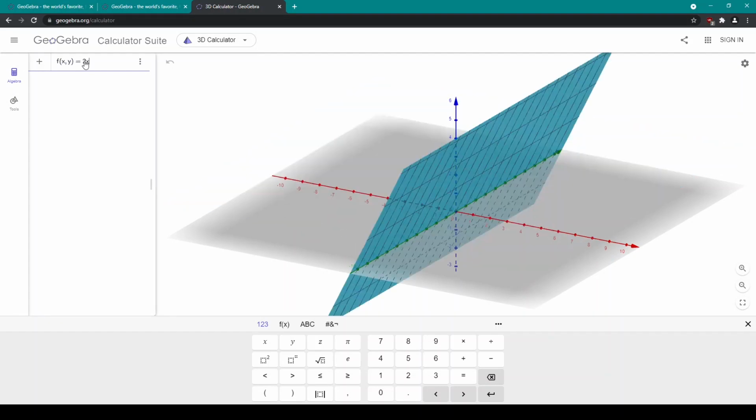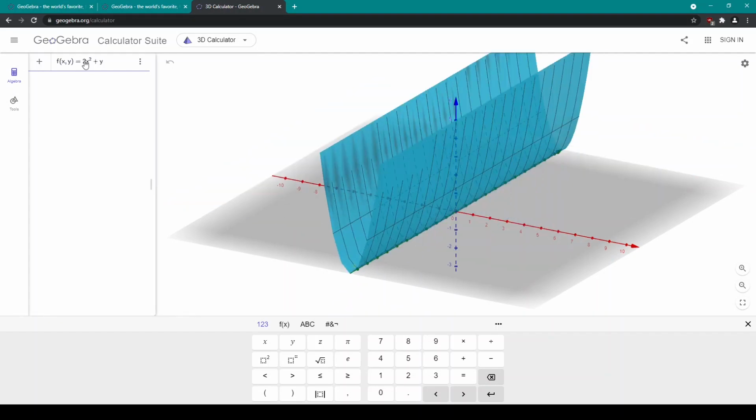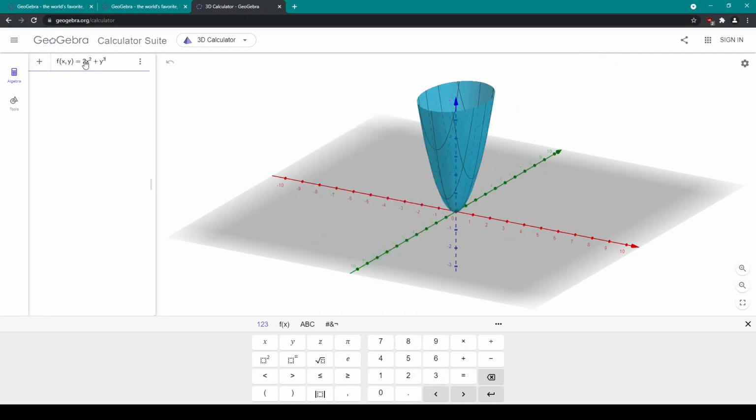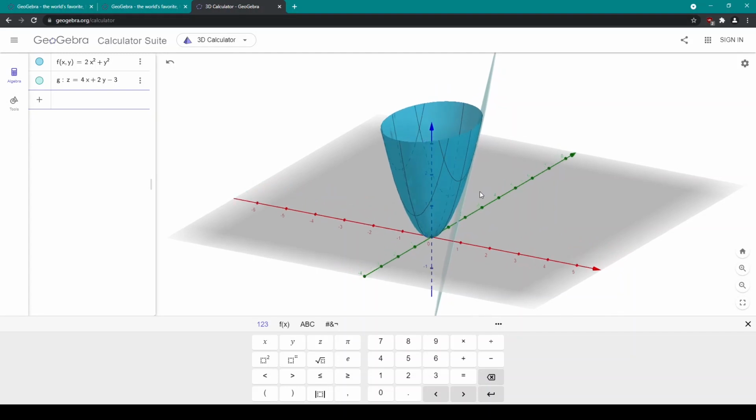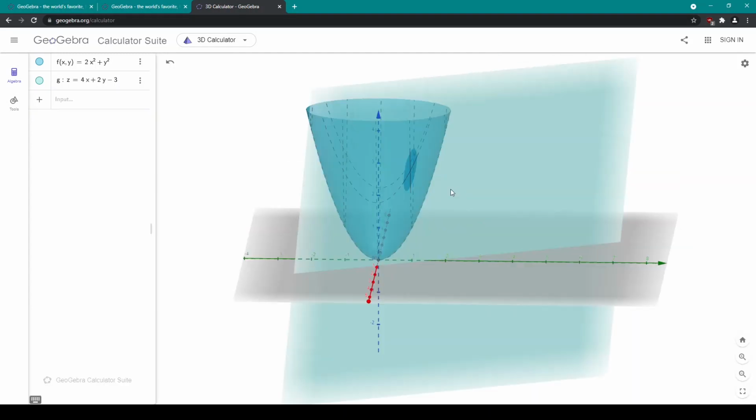Okay, 2x squared plus y squared. All right, and what we have here is an ellipsoid. Okay, and now what we want to do is use our formula for our value here in order to show that this is a tangent plane, and I will zoom in and rotate here so that we can see that that's what's going on.